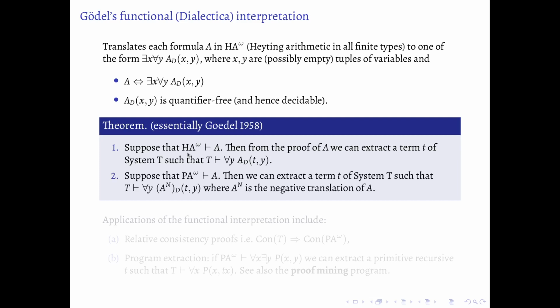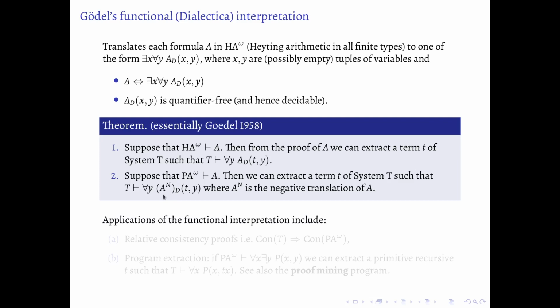And we can extend this to classical theories by first precomposing with the negative translation. So if Peano arithmetic in all finite types proves A, we can extract a term of system T which witnesses the functional interpretation of the negative translation of A.